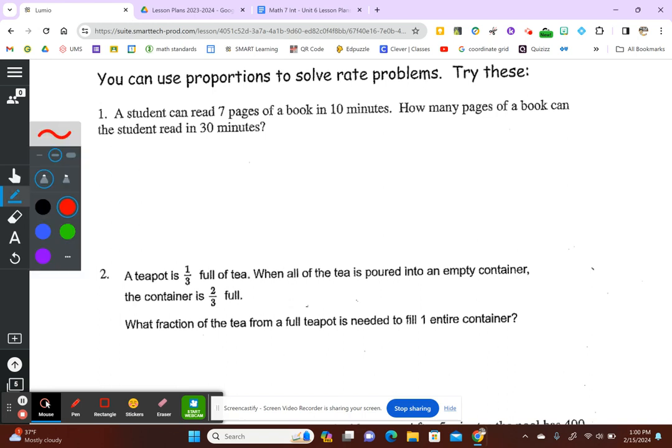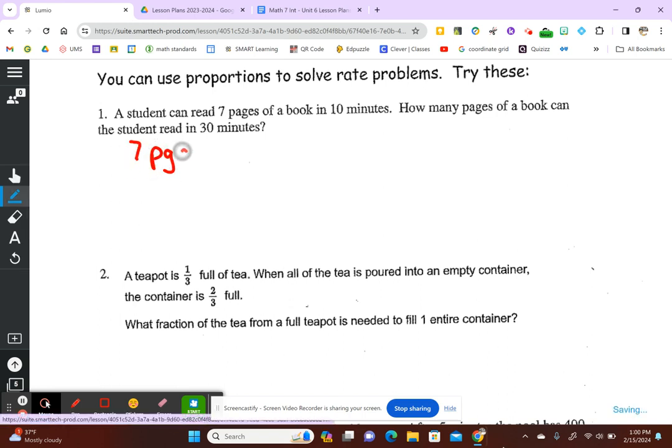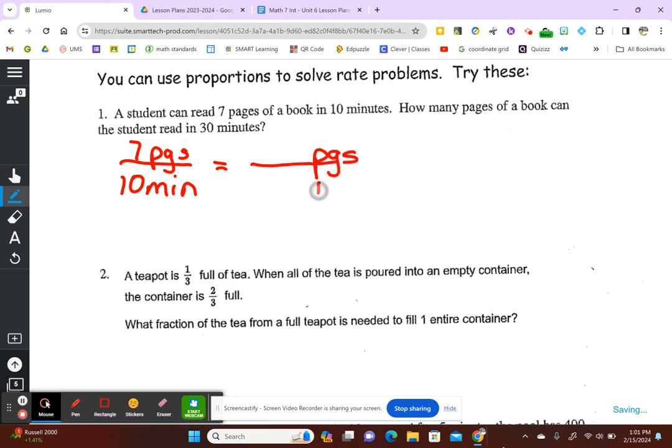So for number 1, it says a student can read 7 pages in 10 minutes. When I know this is a word problem and more is coming, I instantly write blank pages over blank minutes, because with rates I have to label. And this way, when I read the rest of the problem, it says how many pages, which means we don't know the pages, of a book can the student read in 30 minutes. So I instantly know the 30 goes on the bottom and the X goes on the top.